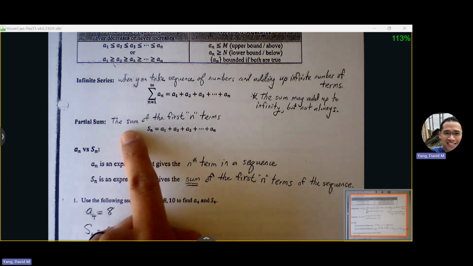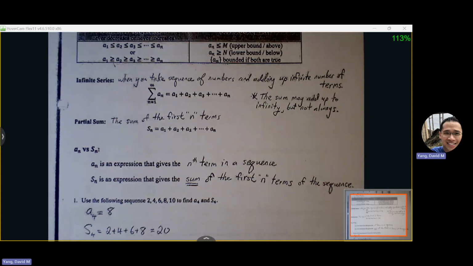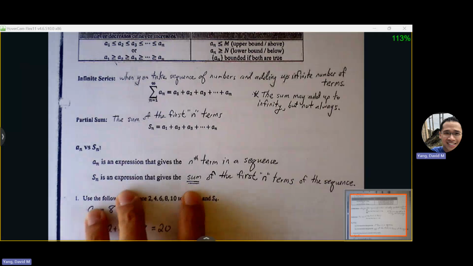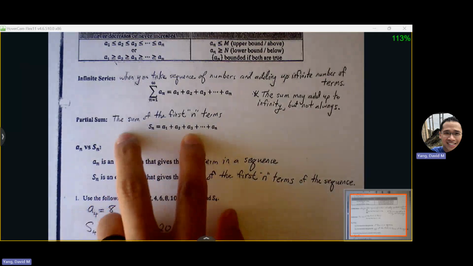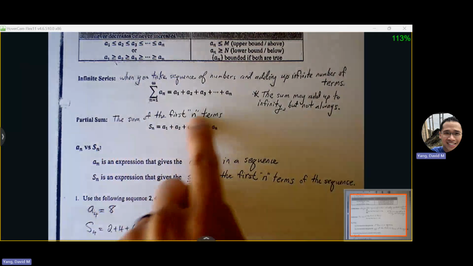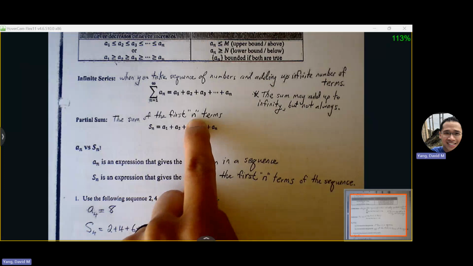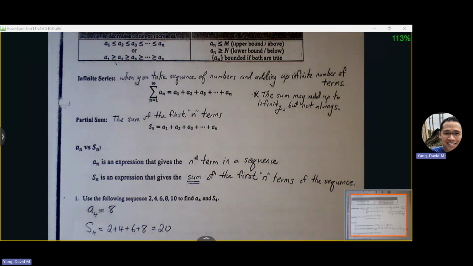A partial sum is the sum of the first n terms. So if I want to find a partial sum of a series, maybe it's the sum of the first 10 terms or the sum of the first 20 terms. But it's only a partial sum. It's not adding up all the terms, just adding up the first n terms.